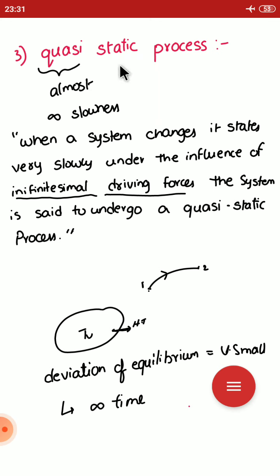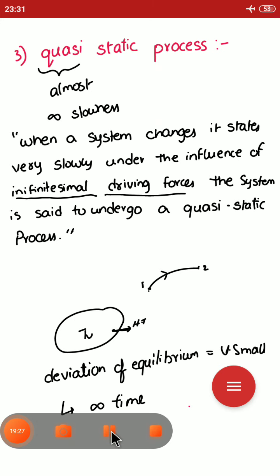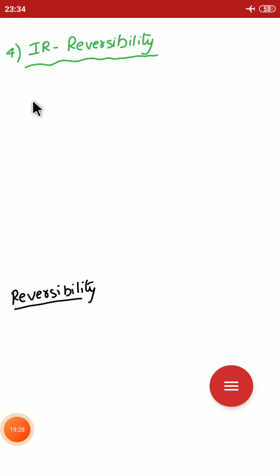Now it is clear about the quasi-static process. It is an infinite slowness process, but with an infinitesimally small amount of driving force the process occurs. That is to remember. Next, the fourth topic in this video is the irreversibility.